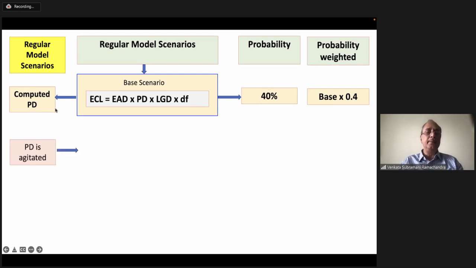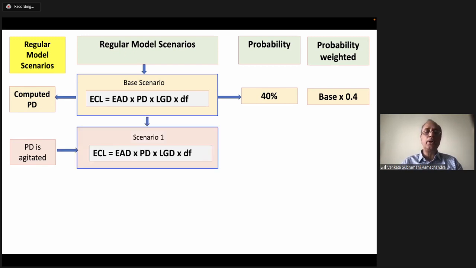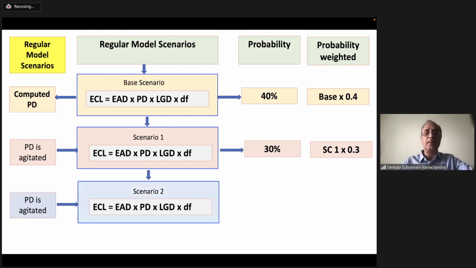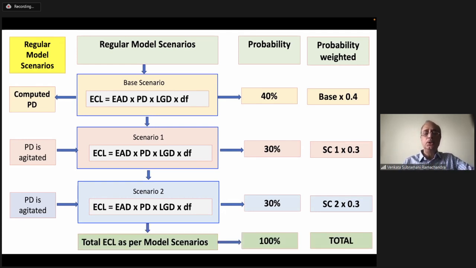Then you agitate the PD, which means based on the macroeconomic scenarios, you agitate the PD and then apply a probability to get the second scenario, and finally again agitate the PD to arrive at another scenario, apply a probability for that, and assign that. So the total thing, you will get this total ECL as per the model scenarios. Okay. Now I will take 5 more minutes to complete this whole thing. Then we will take the questions.